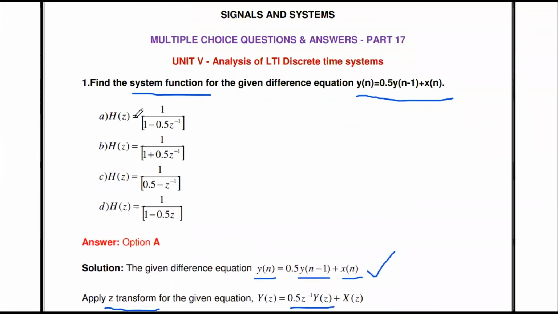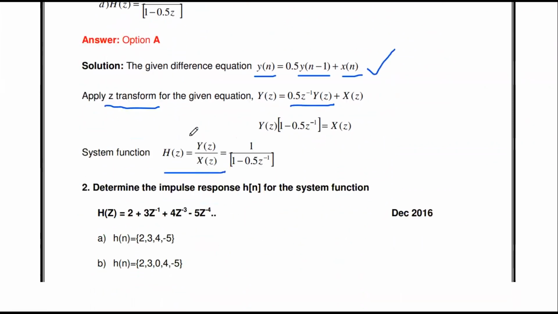So which one do you see? H of Z equal to 1 by 1 minus 0.5 Z inverse. So A is the answer. In the remaining options, there are some changes. So this is the system function for the given system equation.